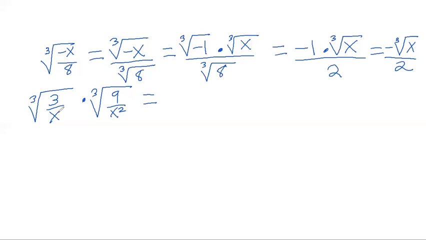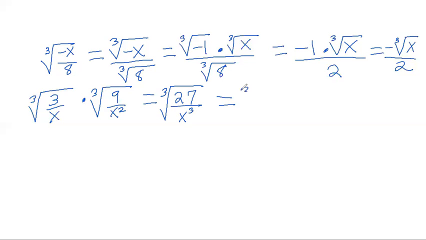3 and x are not perfect cubes, and 9 and x squared are not perfect cubes. So we multiply them, just like with radicals. We multiply what's in the radicals. So 3 times 9 is 27, and x times x squared is x to the third. And the radical stays the same. It's a cubed root. Just like before with square roots we kept the square root, now since it's cubed roots, we keep it cubed roots. So now we have the cubed root of 27 over x cubed.